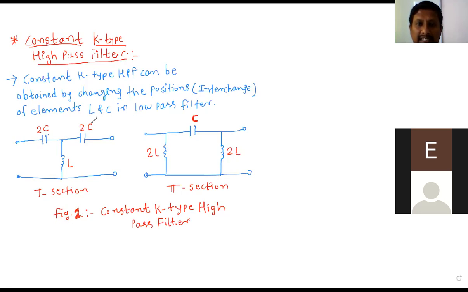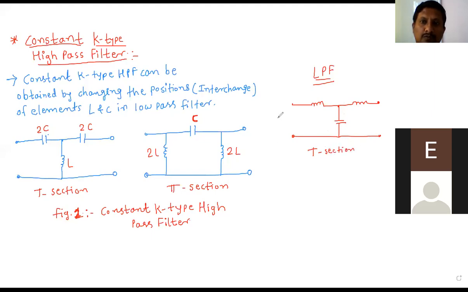How to remember the diagram? T section. Chalo, T section you can tell. I will draw here. You can tell for low pass filter. In the series arm, which element is there first of all? Inductors. Yes, in series arm, two inductors like this, and in the parallel arm, the shunt arm, capacitors. Okay, this is T section. We can call it as T section low pass filter.